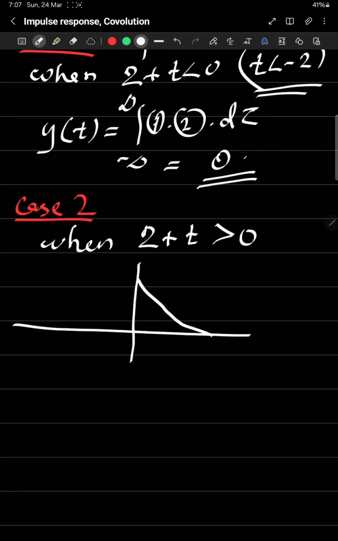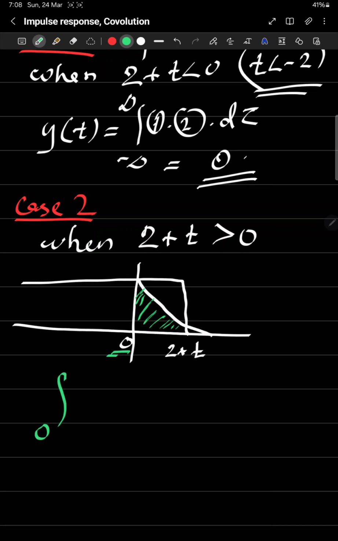This is your first waveform. The second waveform will be like this. You can say that this point is 2 plus t, that is greater than 0. Now what will be the product? The product will be this region. How can you calculate it mathematically? Say y of t, how can you calculate this green colored region? Its integral has lower limit 0 and upper limit 2 plus t, integral 0 to 2 plus t.